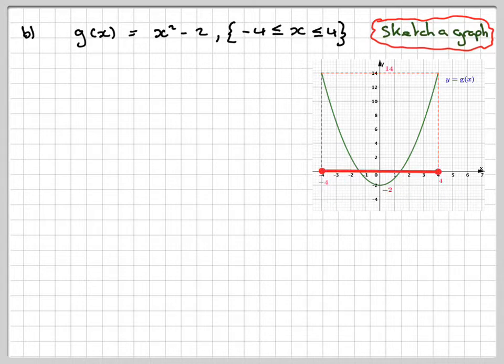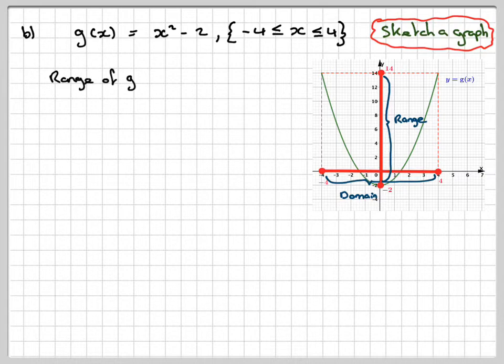So if we put closed circles in there, and we call this bit here the domain, but what we're interested in is the range. We'll be a little bit careful here. The lowest value that this can ever take between minus 4 and 4 is minus 2, this point here. And the highest value that it can take, if you put minus 4 in here, you get 16 minus 2, which is 14. So this bit here is called the range.